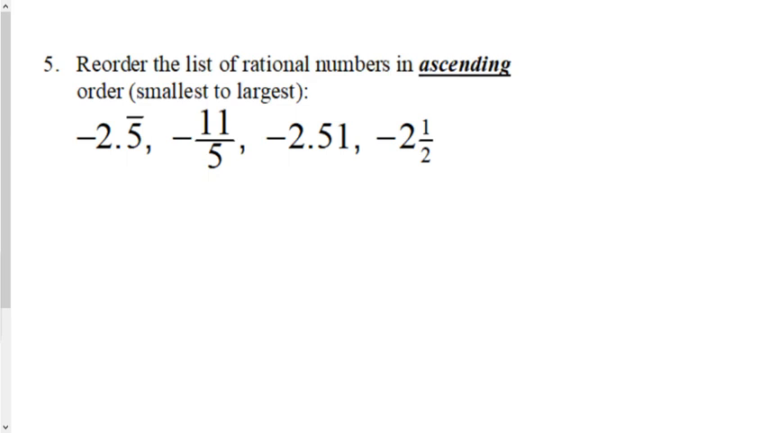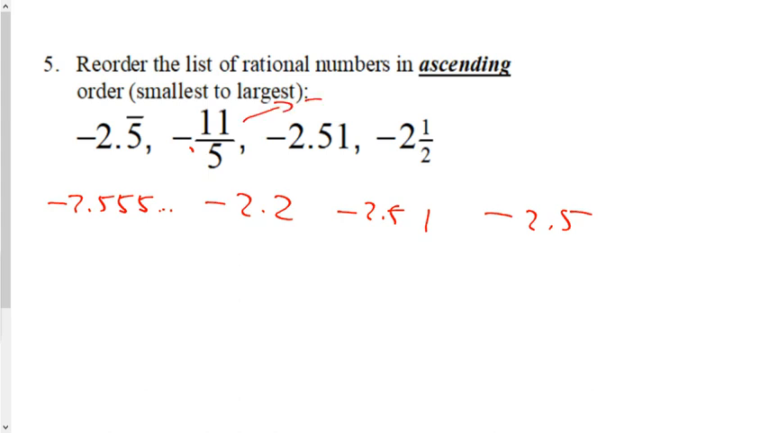Now we get into our reordering of rational numbers in ascending order from smallest to largest. Since you have both decimal form and fraction form, your options are convert them all to decimals or convert them all to fractions that have equivalent denominators. Since that is tedious and awful, I'm going to convert them all to decimals. This one's the only one that required maybe a calculator if you needed to, but it's actually negative 2 and 1/5, which is equal to negative 2 and 2/10.